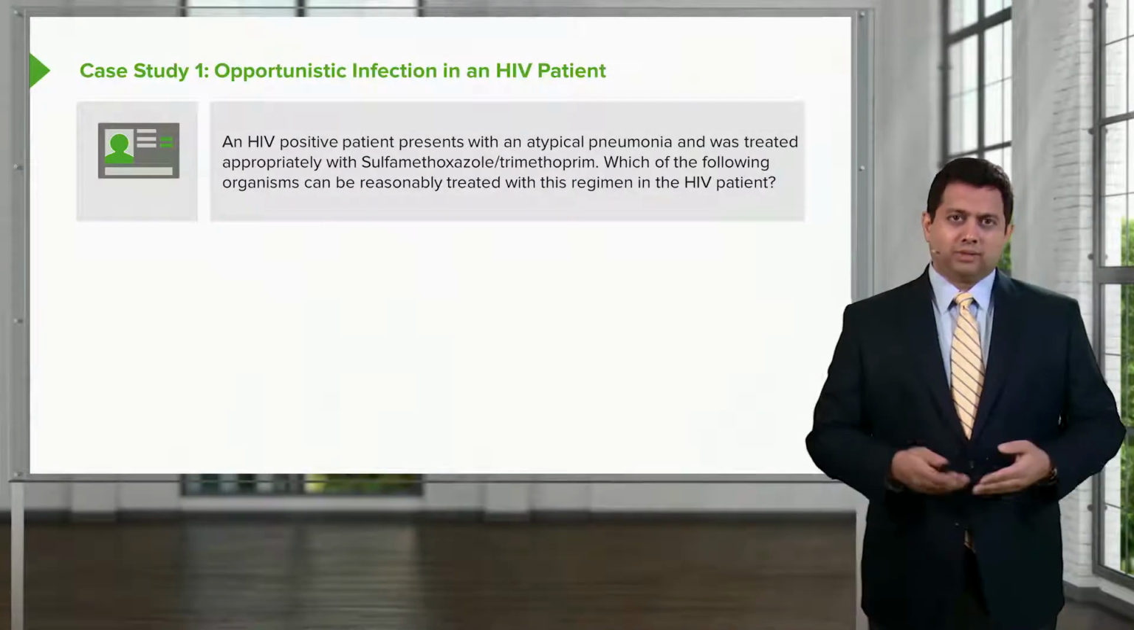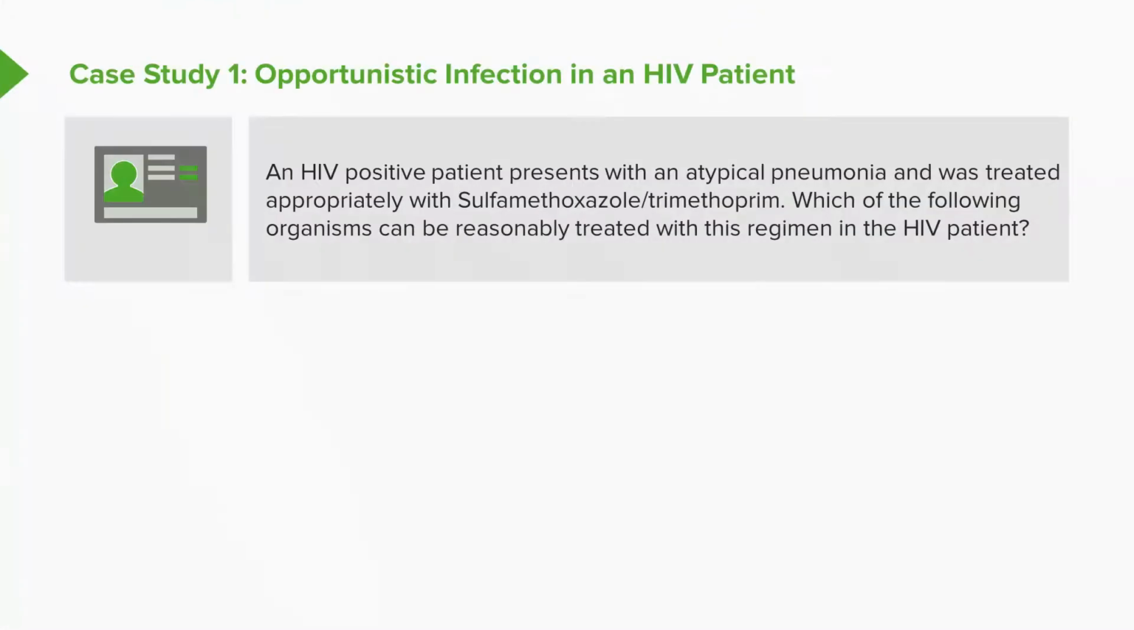Okay, let's go on to a question. An HIV-positive patient presents with an atypical pneumonia and was treated appropriately with sulfamethoxazole trimethoprim. Which of the following organisms can be reasonably treated with this regimen in the HIV patient?